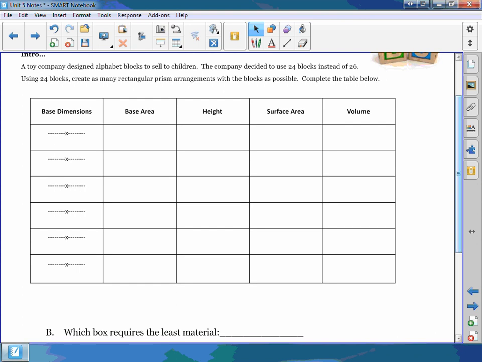Table, first of all. I haven't had a chance to check everyone's table, so let's go through this quickly. Somebody give me an example. We'll just knock out all 6 combinations so that you can verify that yours are correct. So get it started here, Mikey. Give me base dimensions. You can have 2 and 4. So a 2 by 4 base area.